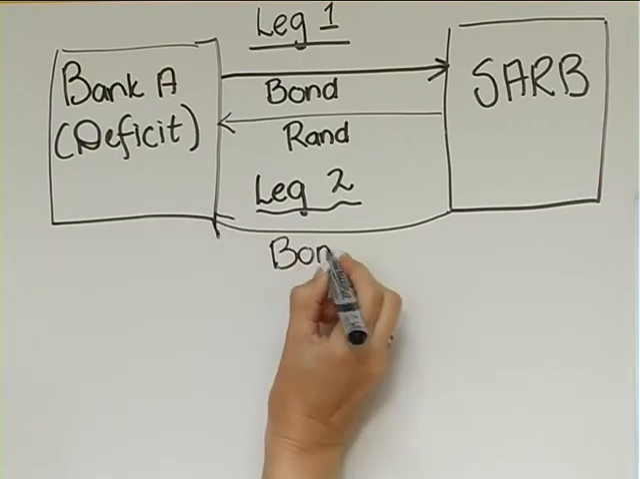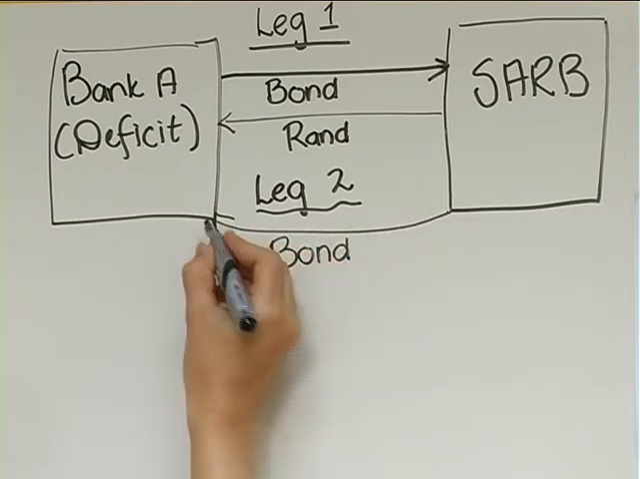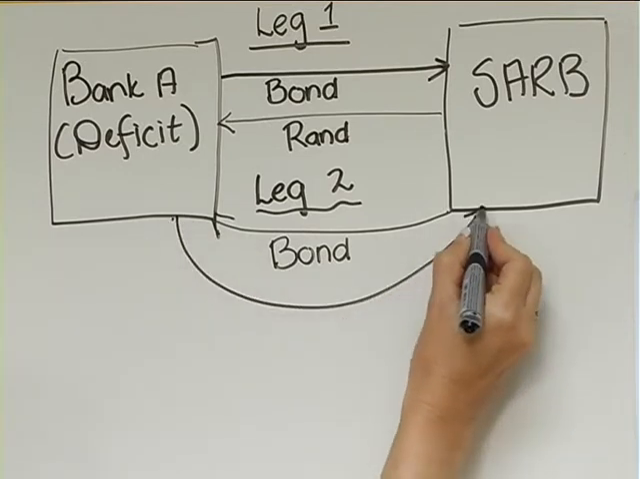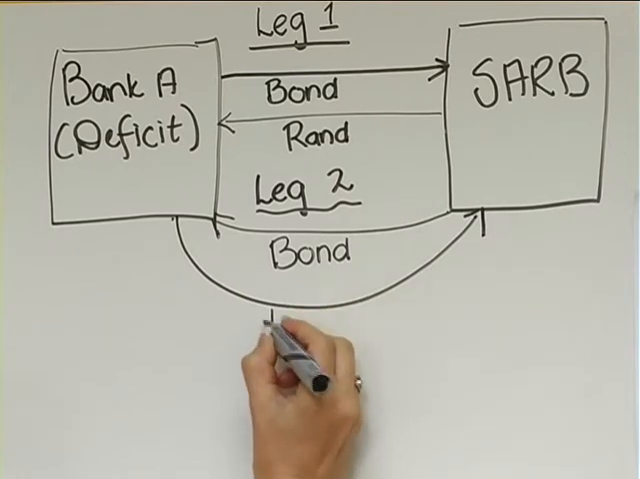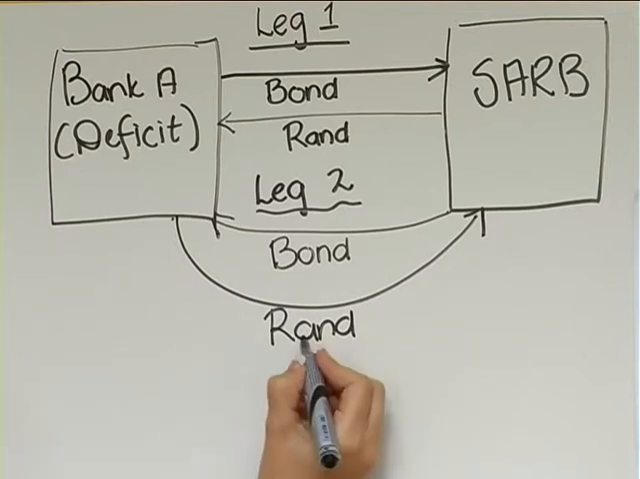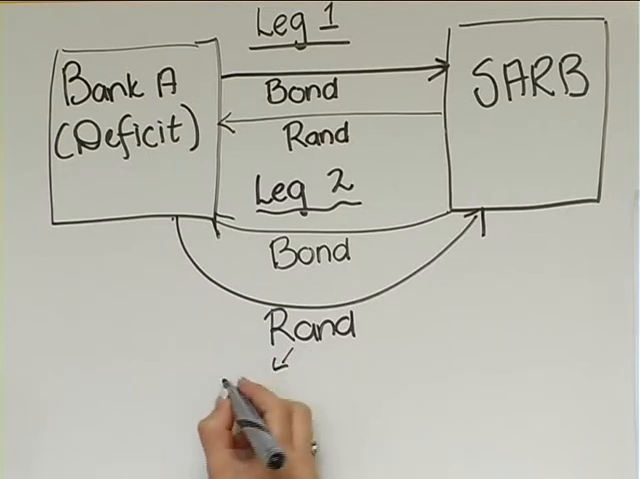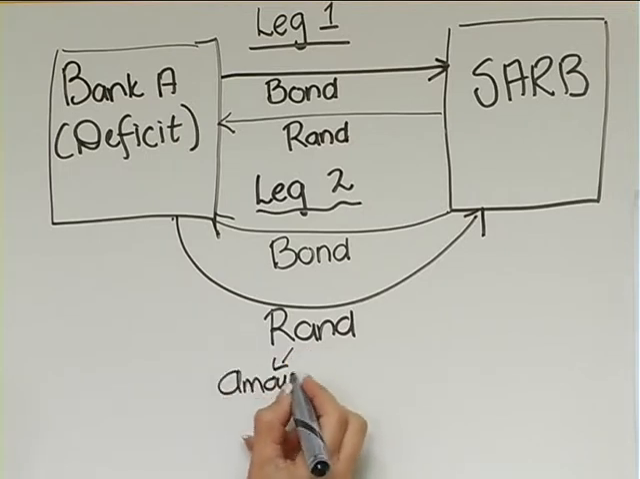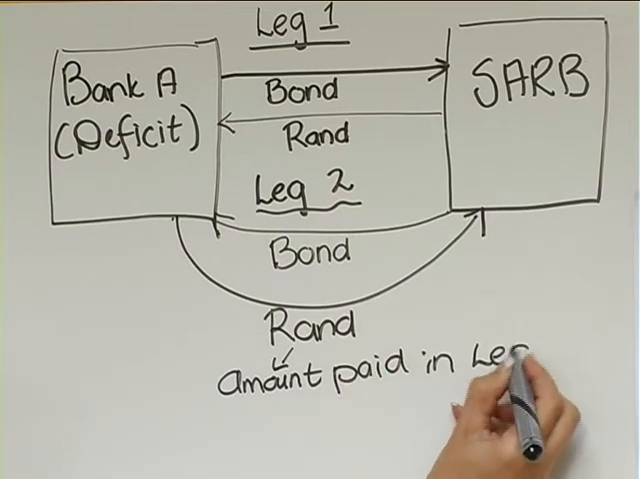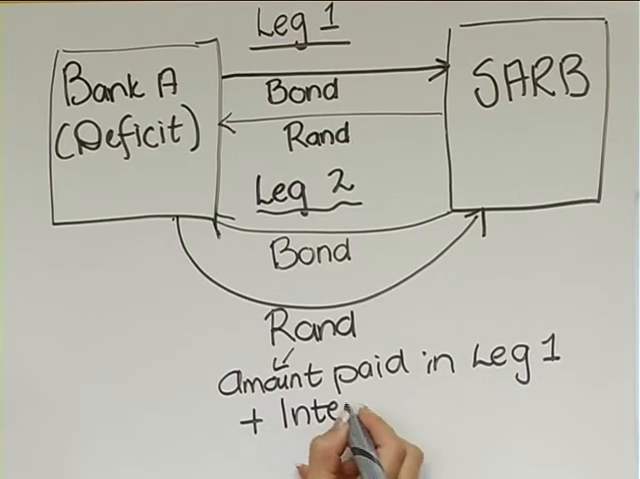So the bond is going to flow back to the bank, and the bank is going to pay the money back to the Reserve Bank. But this money that is going to be paid back is going to be the amount paid in leg 1 plus interest.